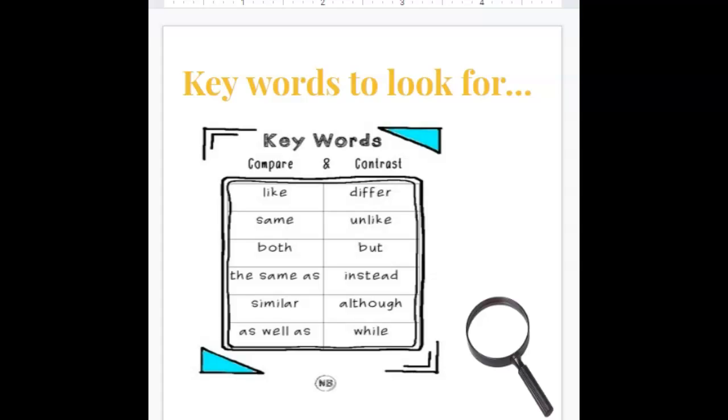Okay, and on the right hand side there are contrast words, which show there are differences. Words like differ, unlike, but, instead, although, and while show that there's a difference. I have two pet cats. One cat likes to go out and chase mice, while the other cat likes to stay indoors and lay on the sofa. Okay, so that shows that there's a difference between the two cats. And it's important we search for those words in our text to make sure we're identifying similarities or differences.